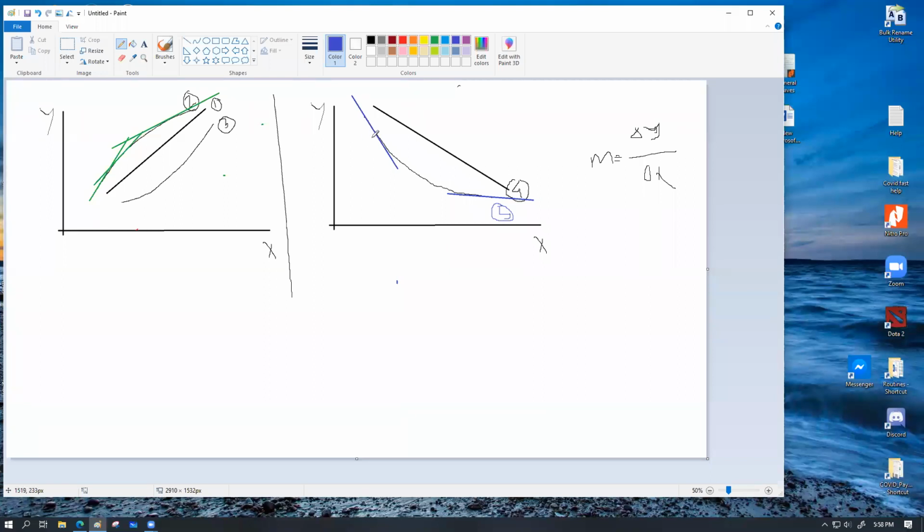Let's say the gradient of this curve at this point where this tangent was drawn is minus 10, and let's say the gradient of this curve over here is only minus 0.1. Now try to understand, in terms of numbers between minus 10 and minus 0.1, which one is smaller? Minus 10. In terms of number, which is smaller? Minus 10.